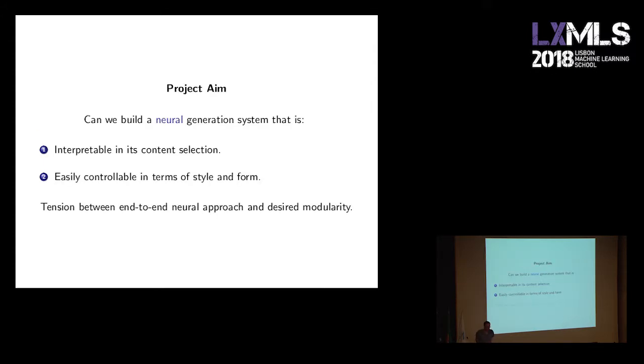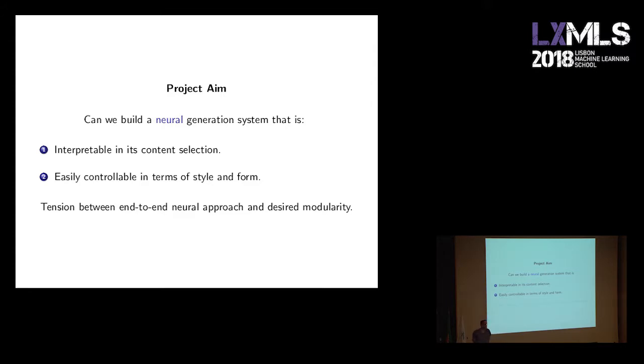Okay. So the aim of this project is to say, how can we build a neural generation system that has all the goodies I've shown so far, but satisfies these 2 criteria? Now, I'm not claiming these are all the criteria we might want, but they're 2 that are of interest to me. The first is how can we make it interpretable in its content selection? I'd like to understand where it's getting facts from, and maybe why it's using those facts at each location.